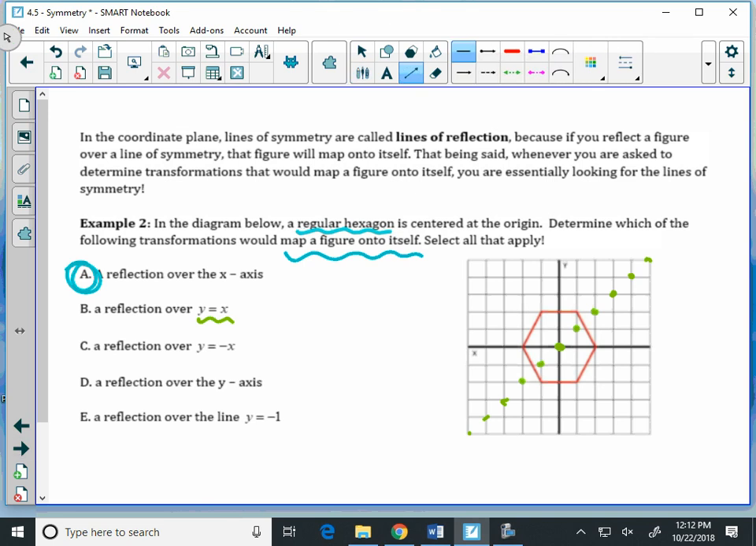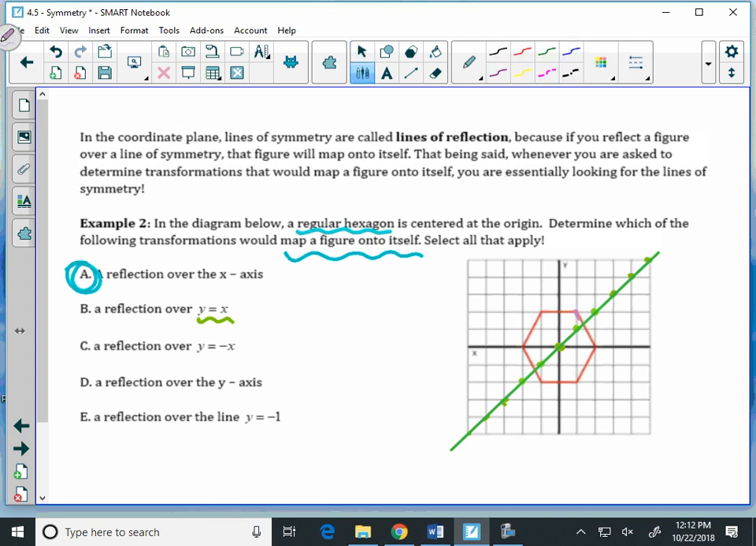And connect. When we connect, ask yourself, is that a line of symmetry? If I could fold that figure over that line, will it map up? No, it's not going right down the middle, because this half of the line is just an itty bitty bit.